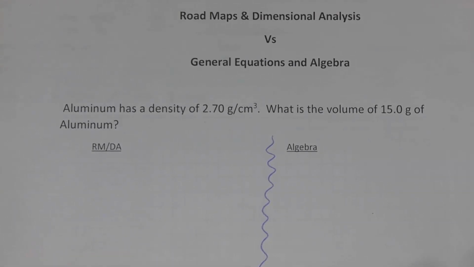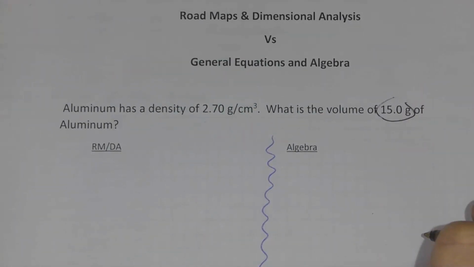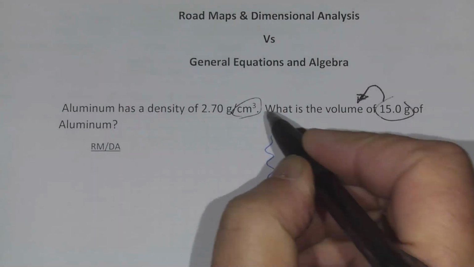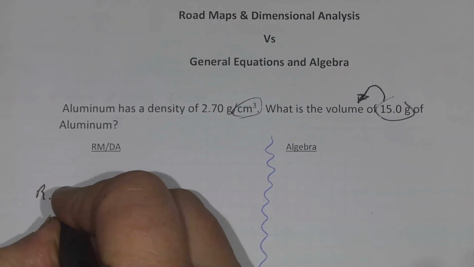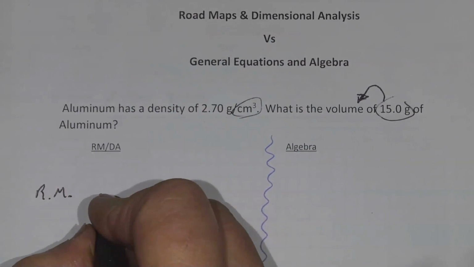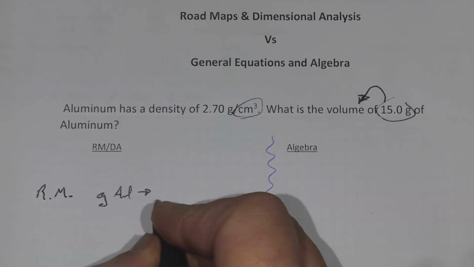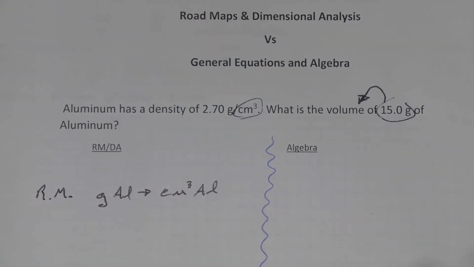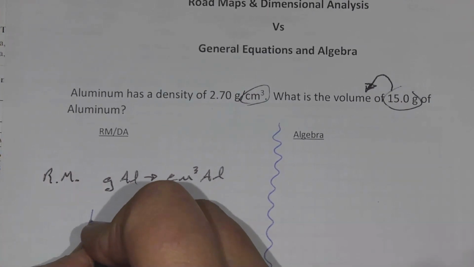So in the world of roadmaps, we'd say, well, the starting thing here is my grams, and we are trying to find volume. Now, it doesn't say what the units on volume are, but we'll assume we're going for cubic centimeters. So our roadmap is a simple one-step thing where we're going to go from grams of aluminum to cubic centimeters of aluminum. Alright, and so to actually do that, my solution here is that I've got 15 grams of aluminum.